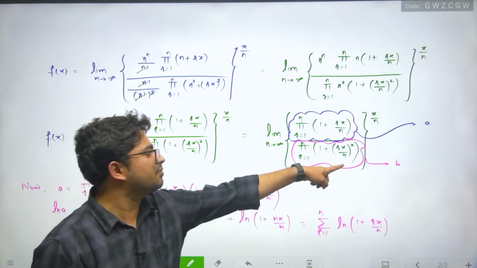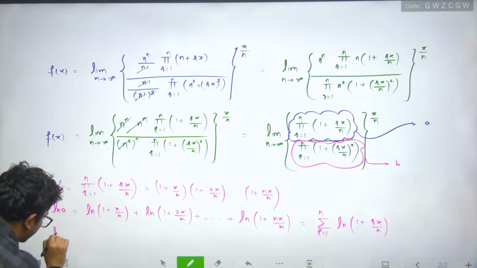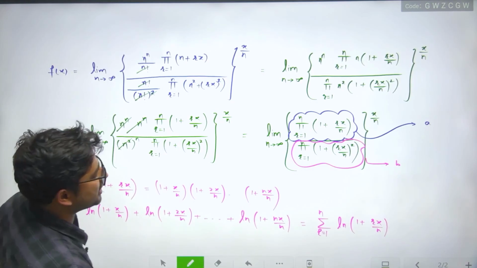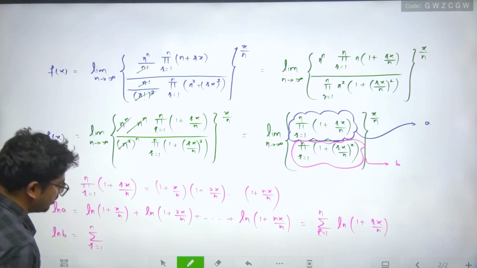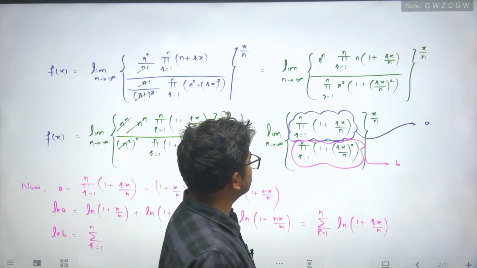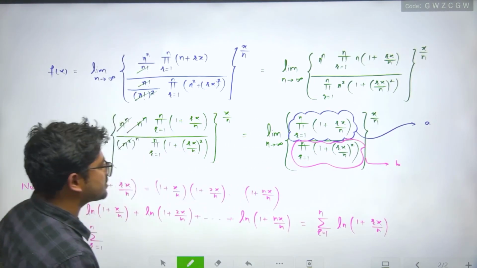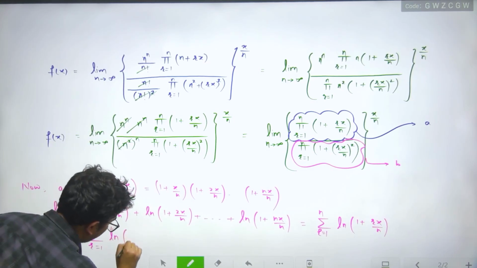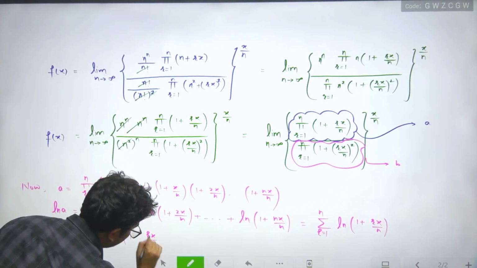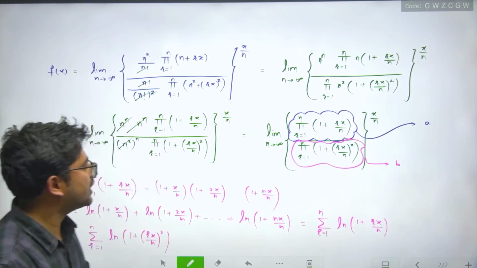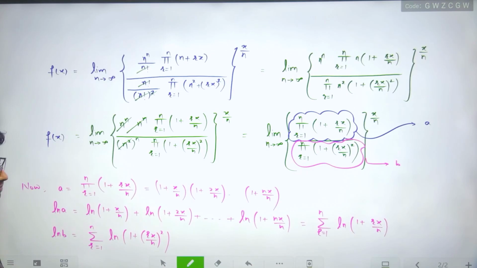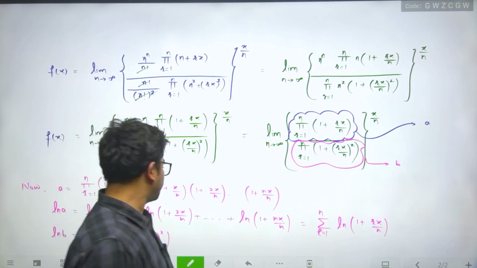Similarly, you can find ln b. Ln b is sigma r equal to 1 to n of ln of 1 plus rx by n whole square. So that is ln b.